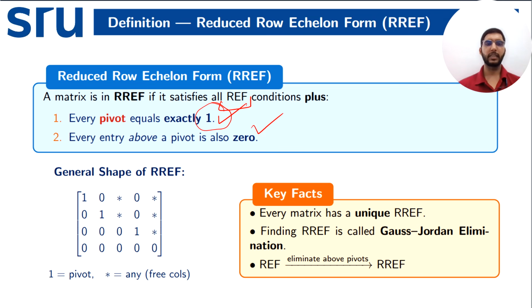See in this general shape of RREF, this is the first pivot entry, so below this are all 0. This is the second pivot entry, so above it and below it both should be 0 only. These are your free variables. These two entries are free columns.